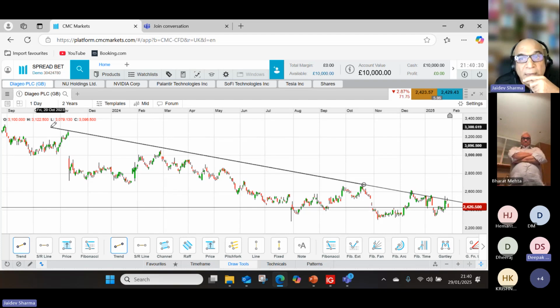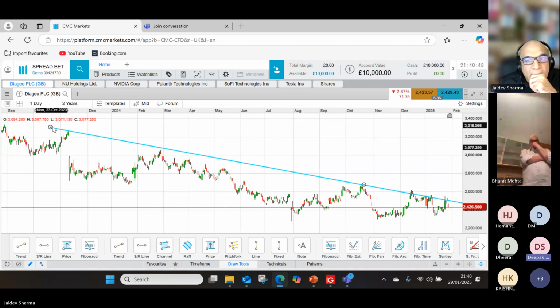Sorry, Jayadevji. What's the exact name of the pattern? I'll just quickly Google and post it in the chat so that you can use it. I'll search for that pattern. It's called double top, double bottom, or head and shoulders, reverse head and shoulders.